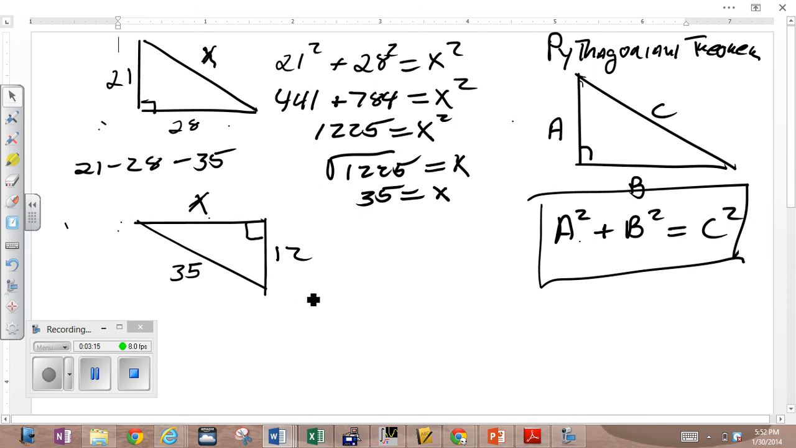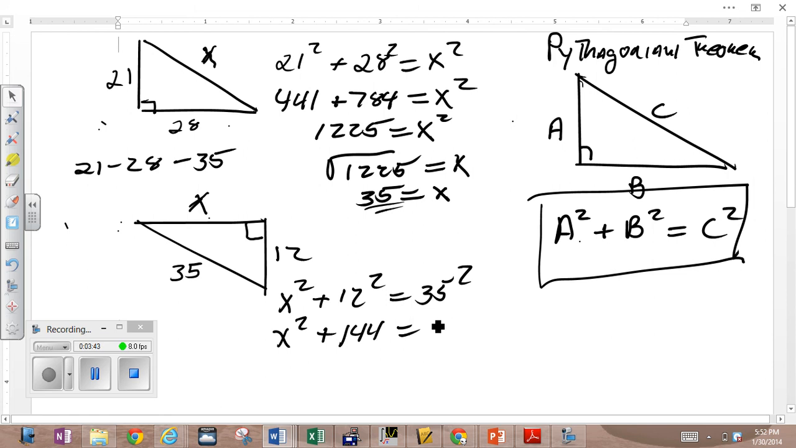Again, the unknown side is one of the sides, not the hypotenuse. So we start with x squared plus 12 squared is equal to 35 squared. X squared plus 12 squared, which we should know is 144, is equal to 35 squared. Oddly enough, we had to take the square root of 1,225 and realize that was 35. So now we can just recall that. That's 1,225.